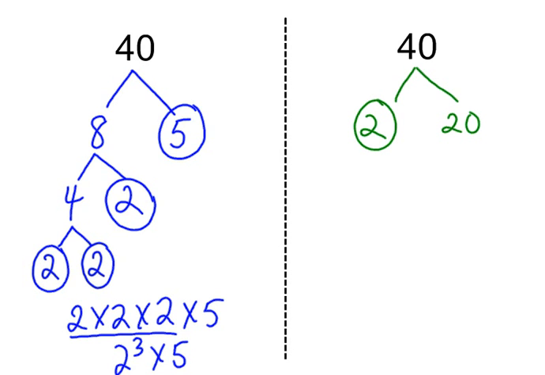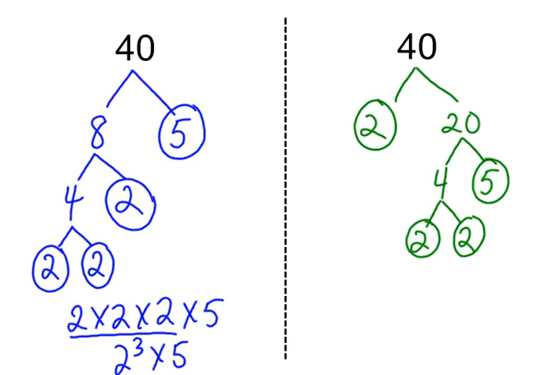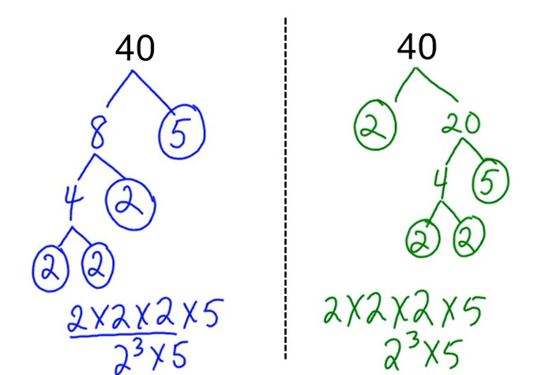Now 2 is a prime number, and 20 can be broken down into 4 times 5. 5 is prime. 4 can be broken down into 2 times 2. And there you go. 2 times 2 times 2 times 5, or 2 cubed times 5. I get the exact same result.